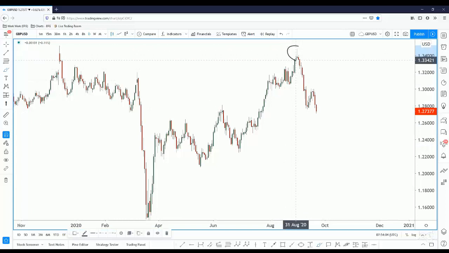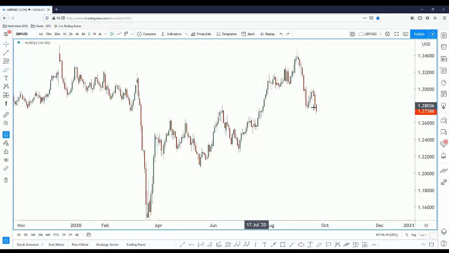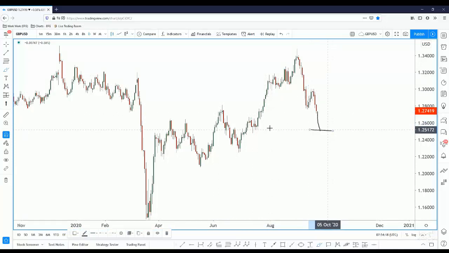price made a high, dropped all the way down, made a small retracement right to the previous support turn resistance level, and then it pushed lower. Right, and if we were to look to the left, I'm thinking the price will definitely push lower.